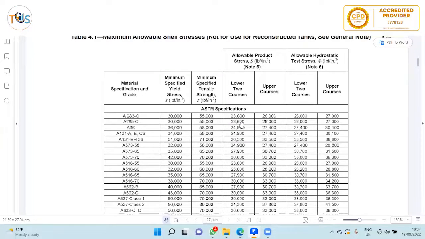But for the lower two courses, the first and second course from the bottom up, it is 23,600, and for the upper courses you can apply a stress of 26,000, depending on which course you're talking about. For the allowable hydrostatic test stress, which is not permanent, just for the test, you can take, if the material is A283, 26,000 for the lower two courses and 27,000 for upper courses. You see that it's slightly more than this. This is the working stress, and this is the test stress.